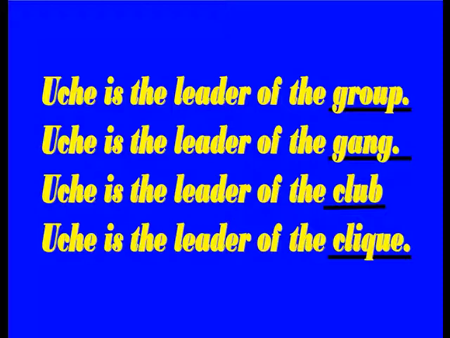The third sentence, Uche is the leader of the club, is a positive connotation because club is often used as a positive word to denote group of people who come together for a positive cause. The fourth sentence, Uche is the leader of the clique, is also a negative connotation because the word clique refers to a group of people that don't want other people to be part of that group, and they use their group to intimidate other people.